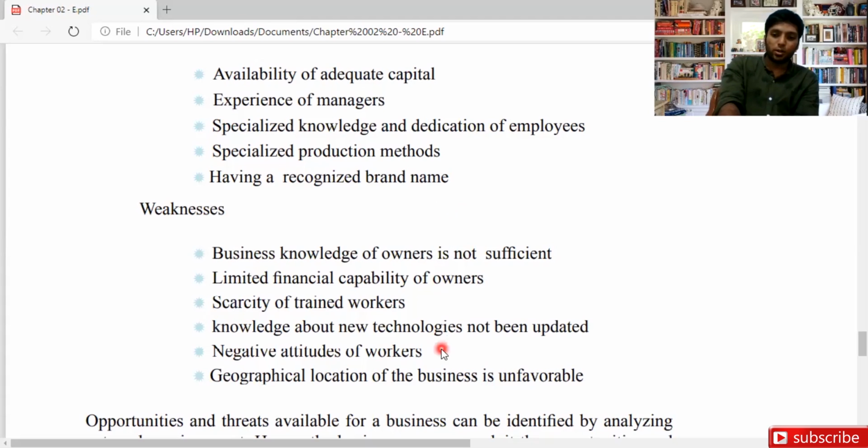Knowledge about new technology not being updated. If employees don't know, if I recruit, I will always recruit someone who is 18 to 25, or 35, because they know what is happening in technology. But if I hire someone who is more than 50, he might not be updated. So getting an employee who is not updated is going to be a threat to my survival. So I always need to ensure, when I hire people, that their technology knowledge is updated or not. Negative attitudes of workers.